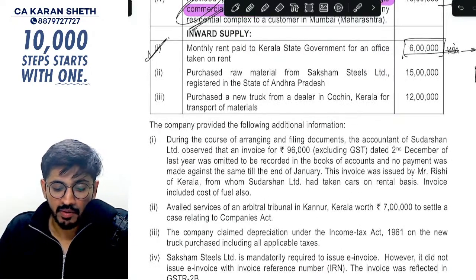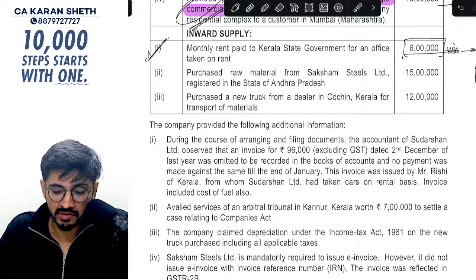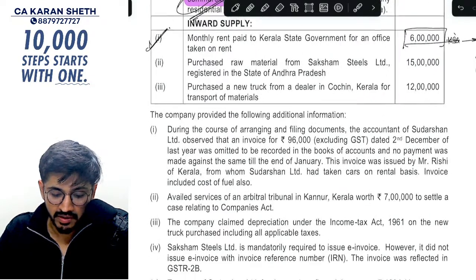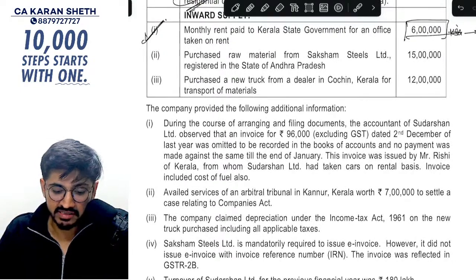And next is purchased raw material from Saksham Steels Limited, registered in the state of Andhra Pradesh, 15 lakhs. Understand, my dear friends, very clearly. In this case also, you need to understand certain adjustments first.